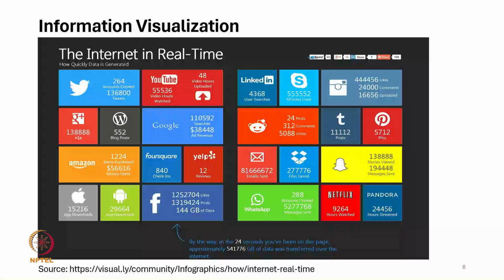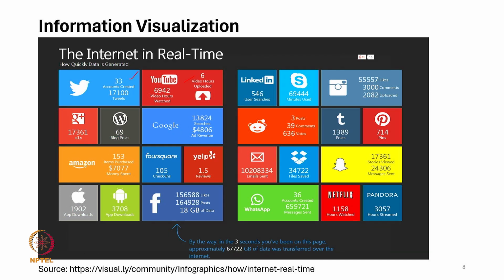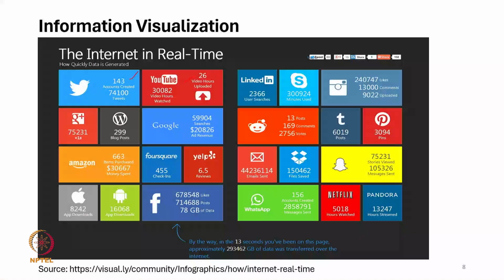If you look at the example, it shows in real time how much data is generated on the internet from social networks. Here you have a data symbol and an icon for each social network, so it presents real-time information with visual graphics. One can easily look at it and understand how much data each social network is generating regularly. It is one of the best examples related to information visualization.